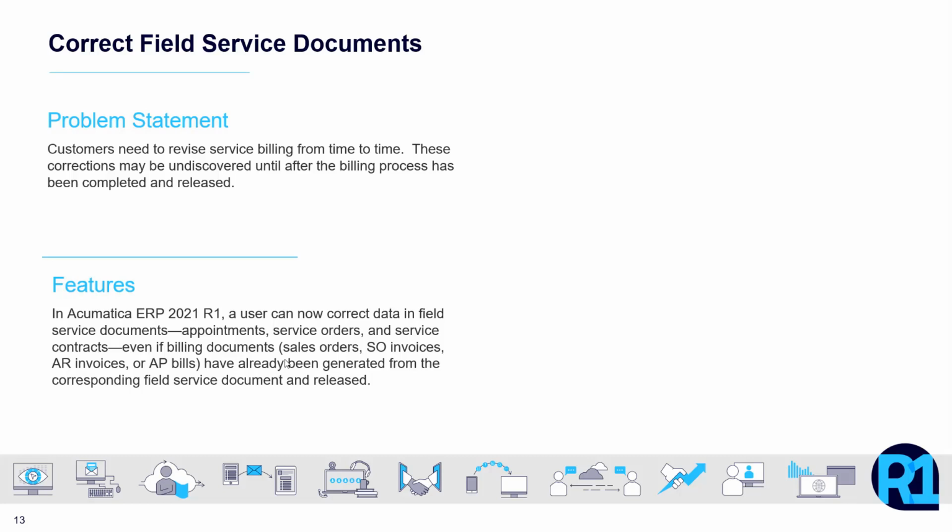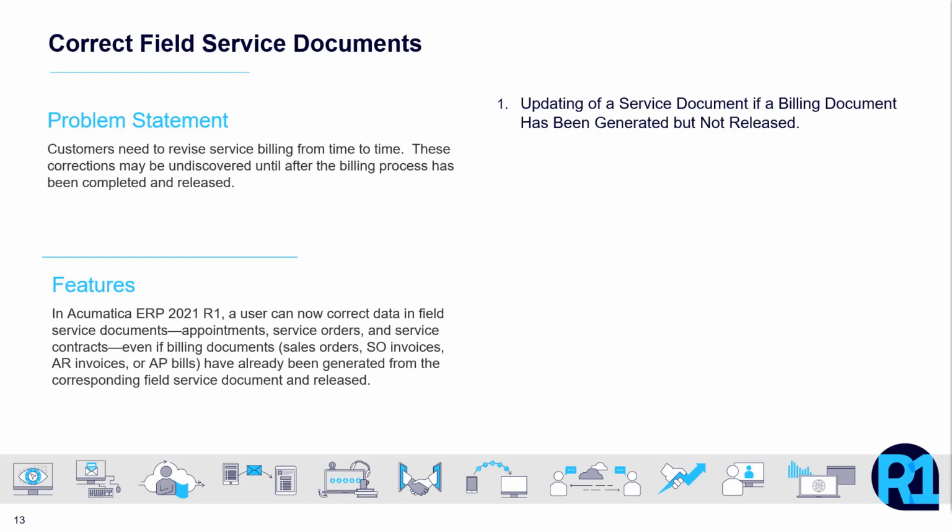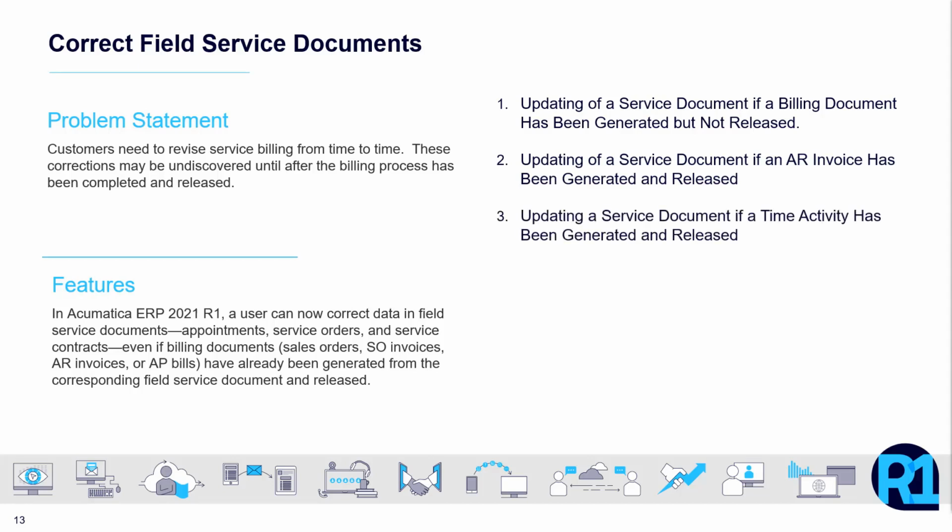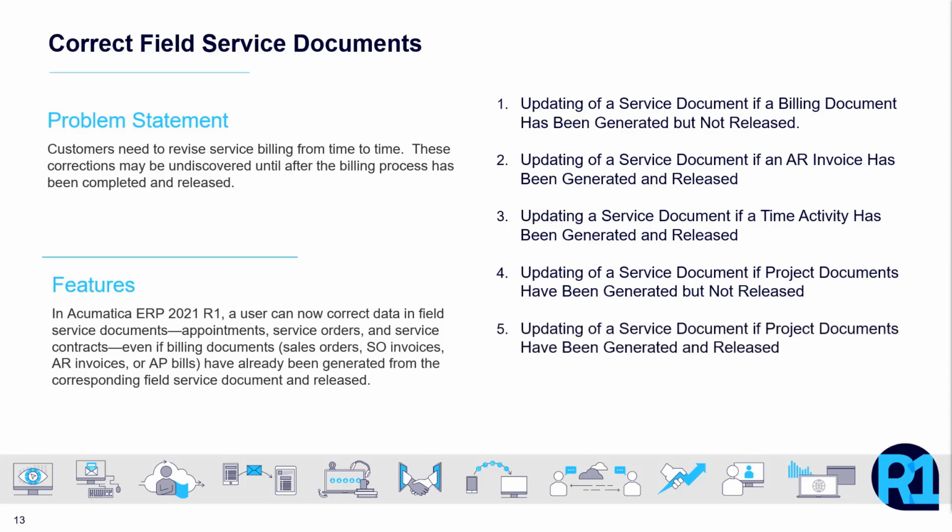Processes have been provided for the following situations. We can update a service document if a billing document has been generated but not released. We can update a service document if our invoice has been generated and has been released. We can update a service document if a time activity has been generated and released. We can update a service document if a project document has been generated but not released. And finally, we can update a service document if a project document has been generated and released. And all those details are available in the release notes for Field Service 2021 R1.